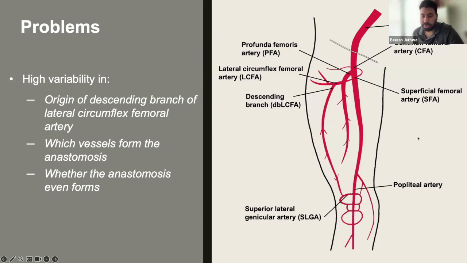But since we don't know its true source, for the purpose of the study, I refer to it as the descending artery of the thigh, as opposed to the descending branch of the lateral circumflex femoral artery. There will be some longer terminology used along the way, and I hope to not be too confusing. So apologies in advance.